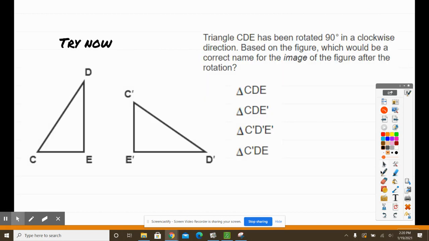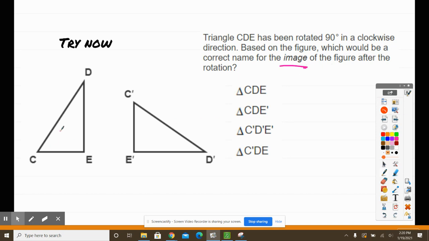So let's try it here. Triangle CDE rotated 90 degrees clockwise. Based on the figure, what would be the correct name for the image? What would CDE be called if you rotated it? Well, CDE, what matches with C? That would be C prime. D would go to D prime, and E would go to E prime. So you'd have to put the prime on every single one.